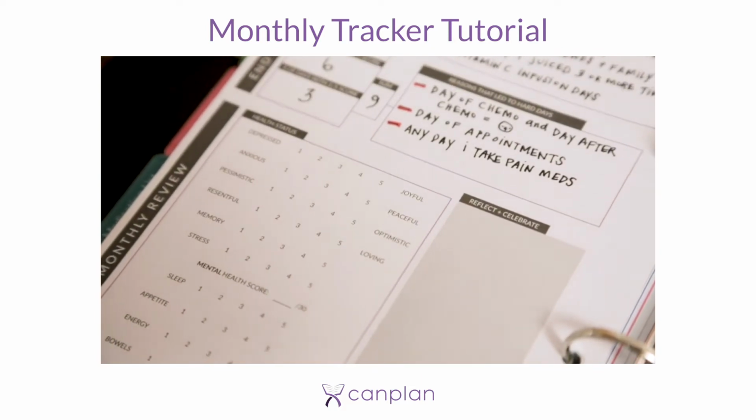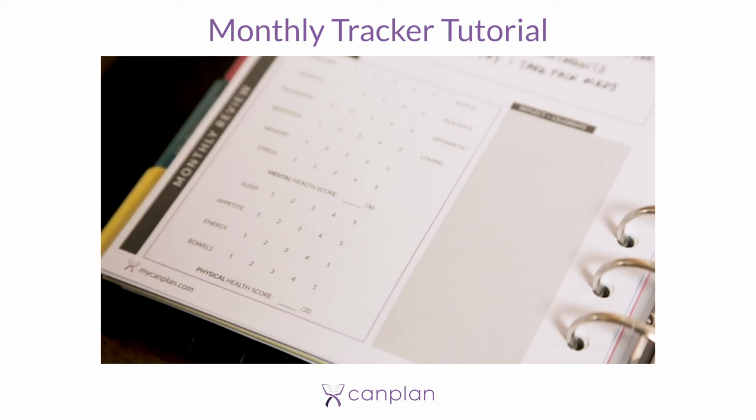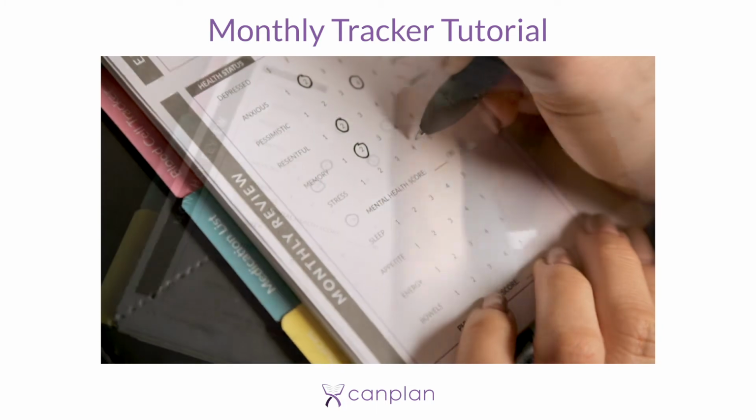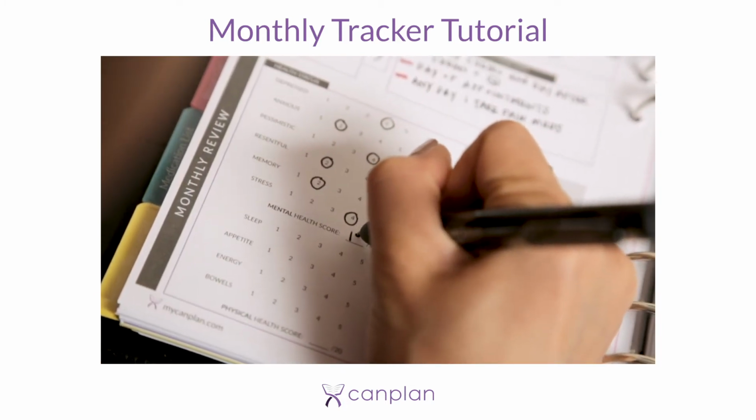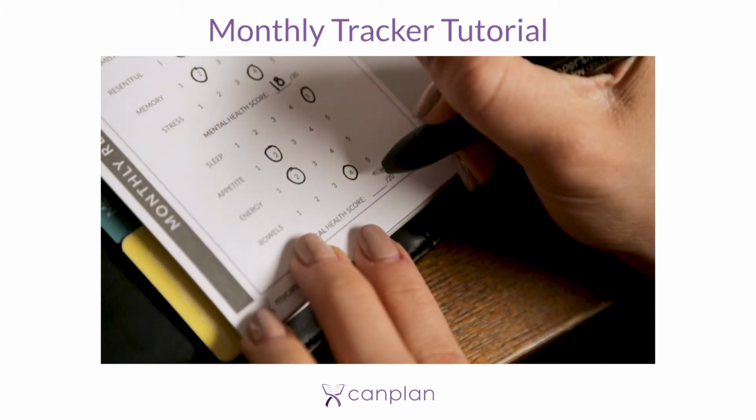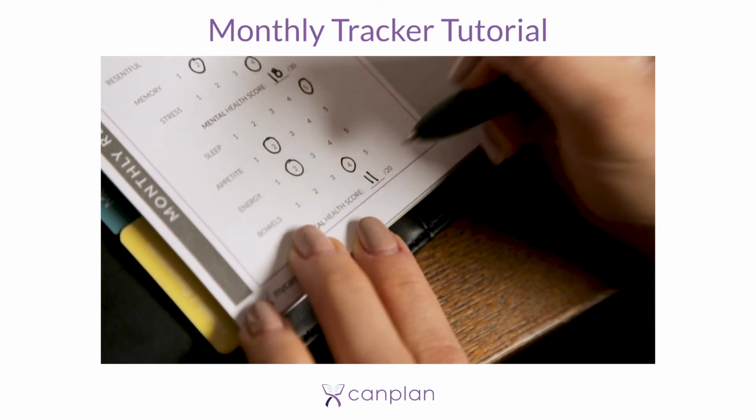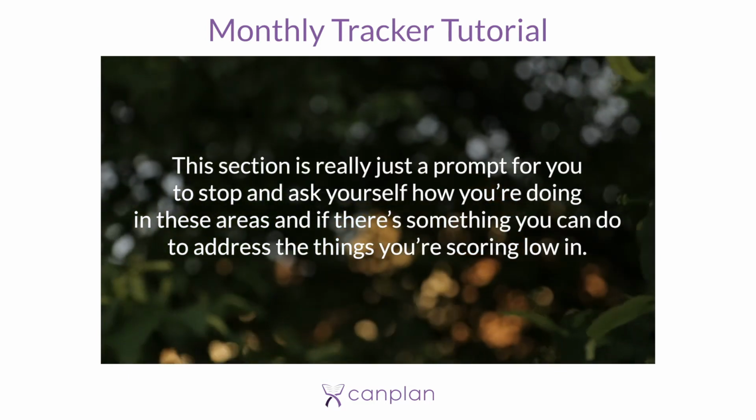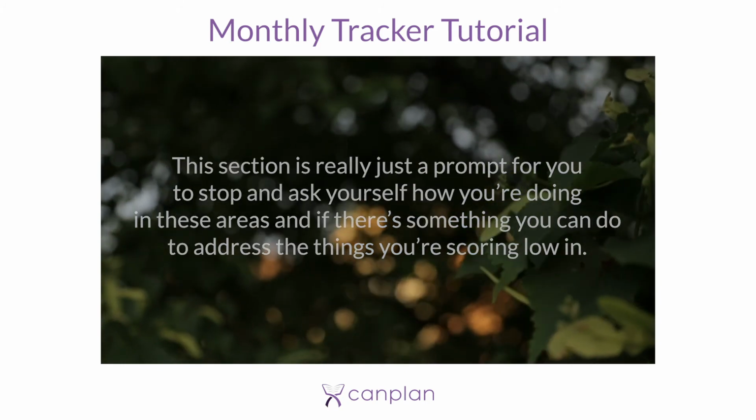The section below is just to see how you're doing in specific areas that encompasses your overall health. So it's really just a checkpoint for your emotional, mental, and physical health. We've grouped emotional health and mental health so the mental health score prompt encompasses both. You would simply add all of your scores together and write the sum in the blank. You'd then do the same for the physical health score. This section is really just a prompt for you to stop and ask yourself how you're doing in these areas and if there's something you could do to address the things that you're scoring low in.